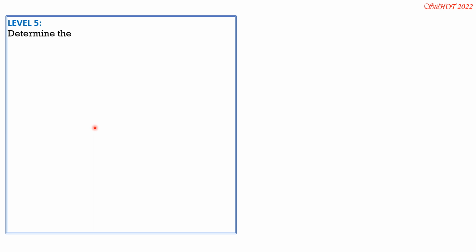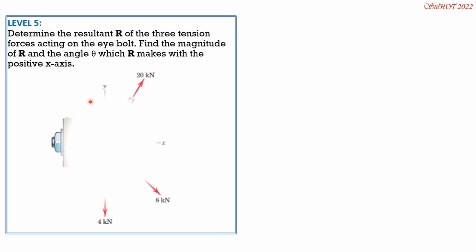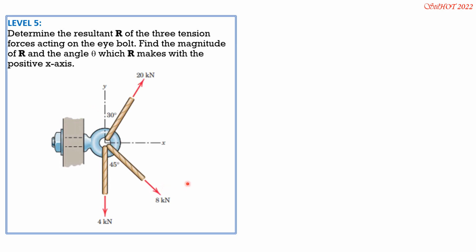Level 5 problem. Determine the resultant R of the three tension forces acting on the eye bolt. Find the magnitude of R and the angle theta, which R makes with the positive x-axis. So there's only one solution. The best one is the component method. So resultant R means a vector, with angle theta, just the angle theta that R makes with the positive x-axis.